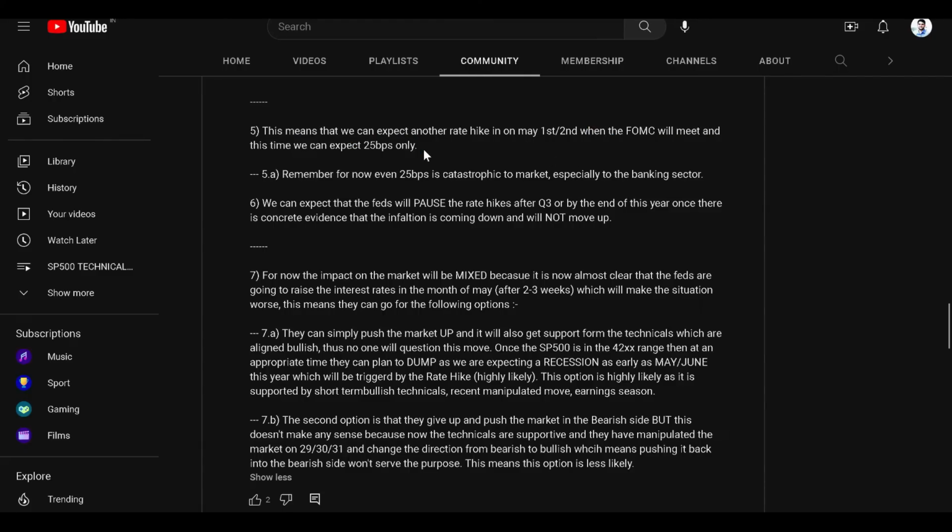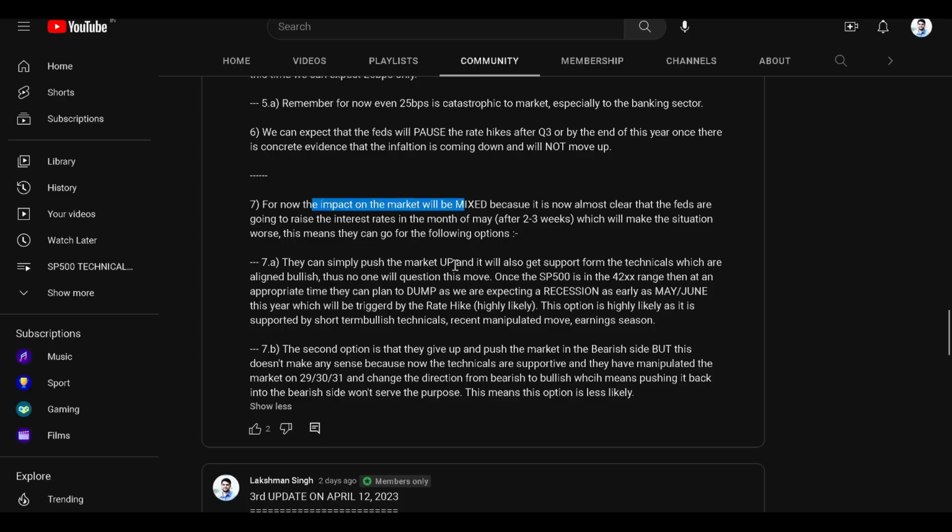But this time, remember that even 25 bps is now catastrophic to the financial market, especially to the banking sector. We can expect that the Fed will pause the rate hikes after Q3 or by the end of this year, once there is concrete evidence that inflation is coming down and will not move up again, and will not give any more bullish reversal.